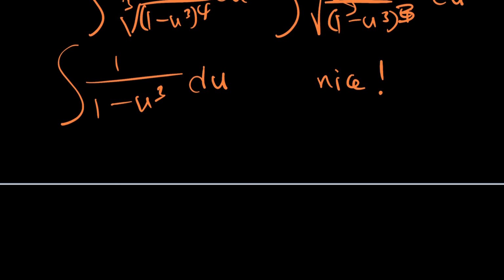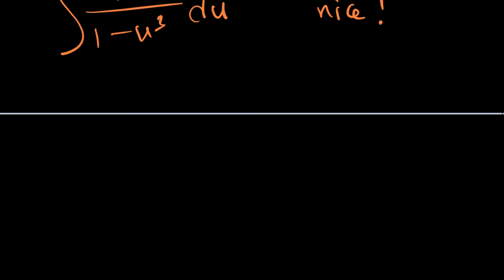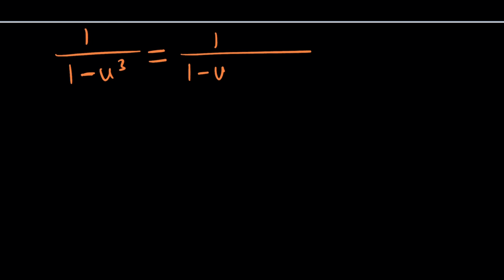Great. Now let's take it from here, because integrating this shouldn't be a big deal, right? How do you integrate that? I'm going to go ahead and do partial fractions. First of all, factor this using the difference of two cubes. So it's going to look like this, right? And then you're going to split it into two fractions by using partial fractions.